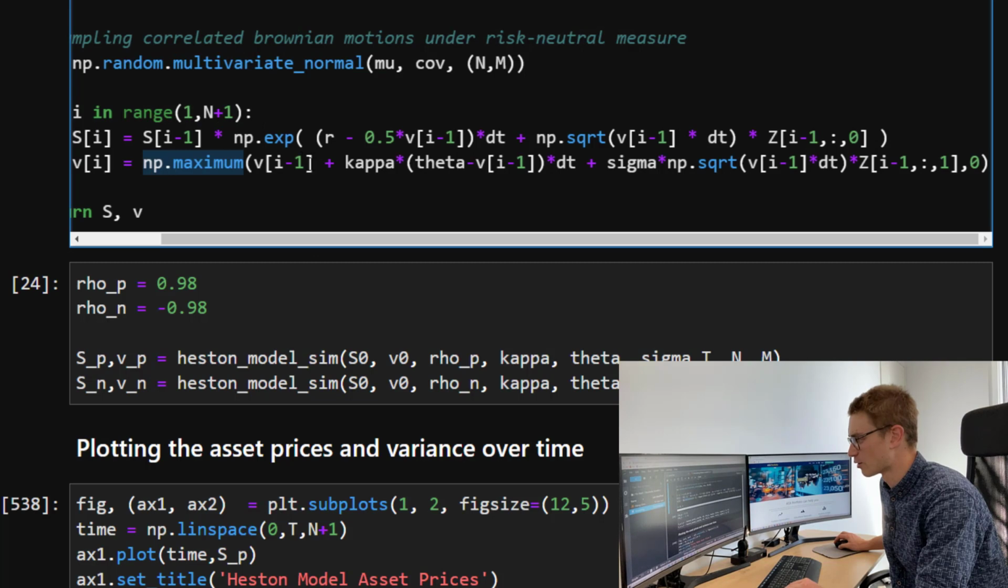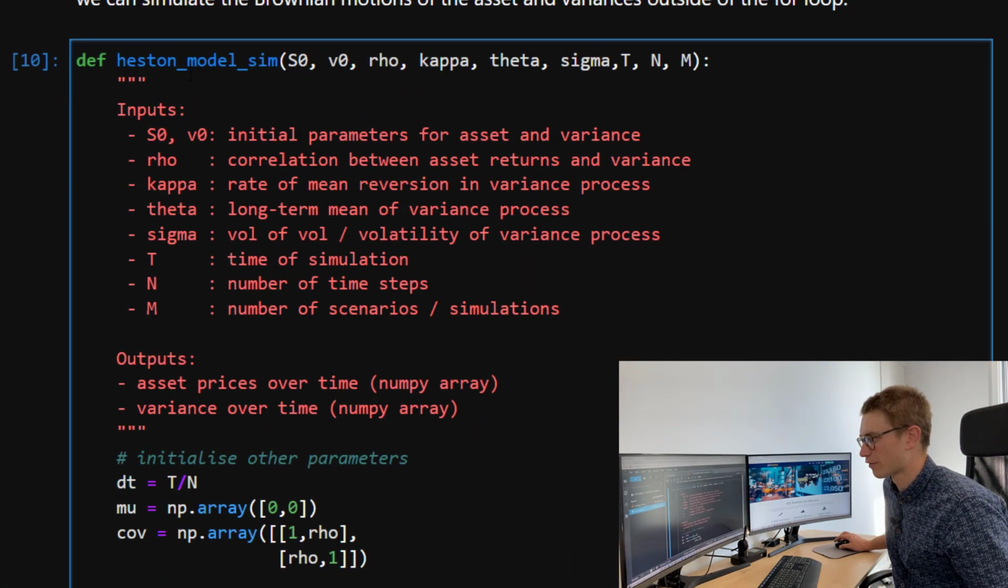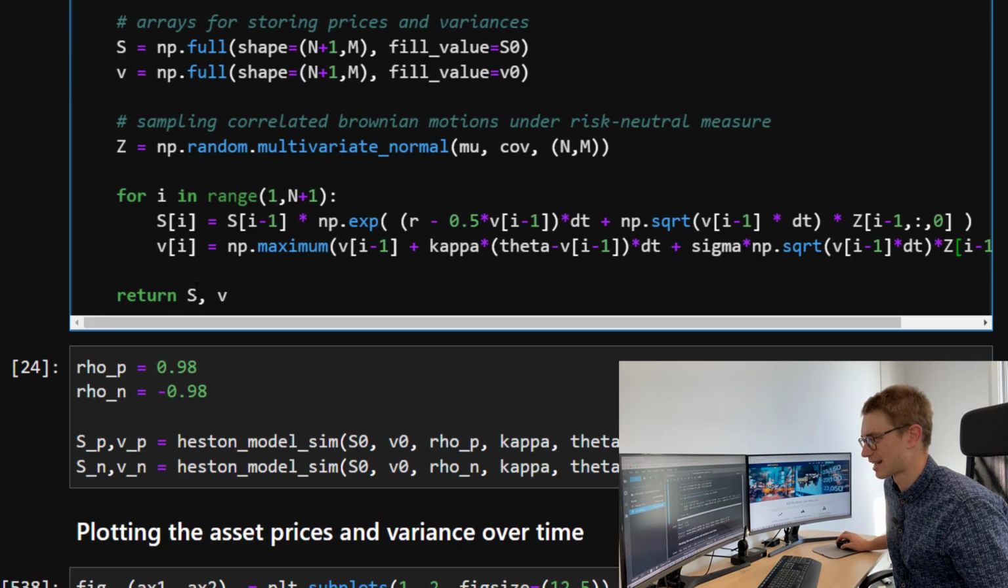solution. Now here we've got the previous variance plus kappa times the theta minus the current volatility times the time difference, plus the vol of vol sigma times the square root of the current variance times the difference. And then we're multiplying this by the Brownian motion of the variance. So remember, indexing by one. So great, we've got our function for the Heston model that takes the asset prices and the variance out.